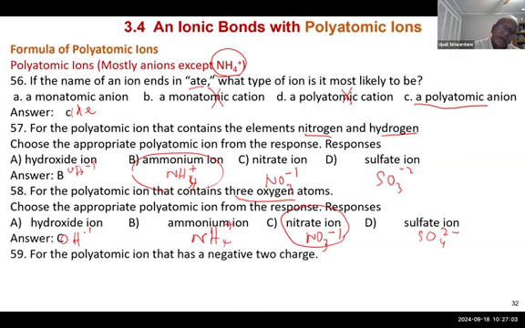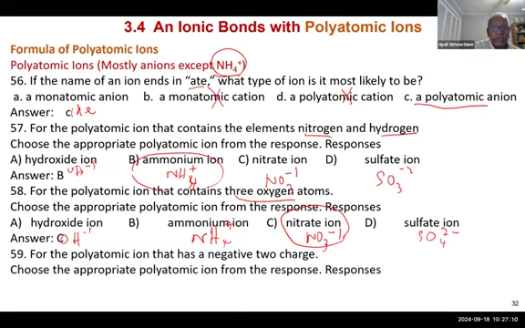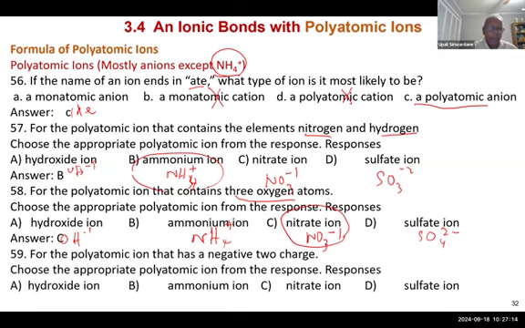For the polyatomic ion that has a 2 negative charge, choose the 2 negative charge. OH is the same thing, here nitrate. The sulfate ion is the one where you have 2 negative. Therefore, the answer is D.